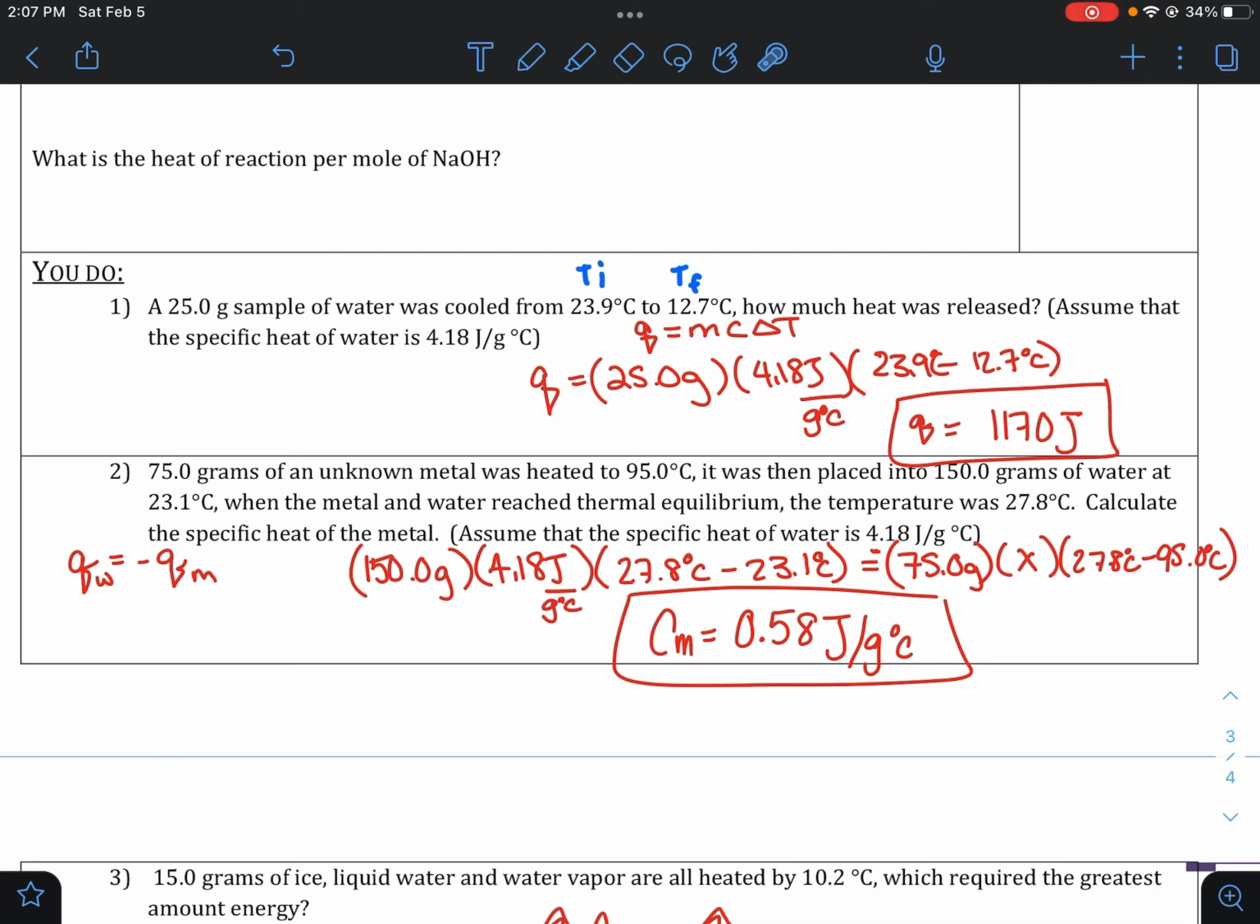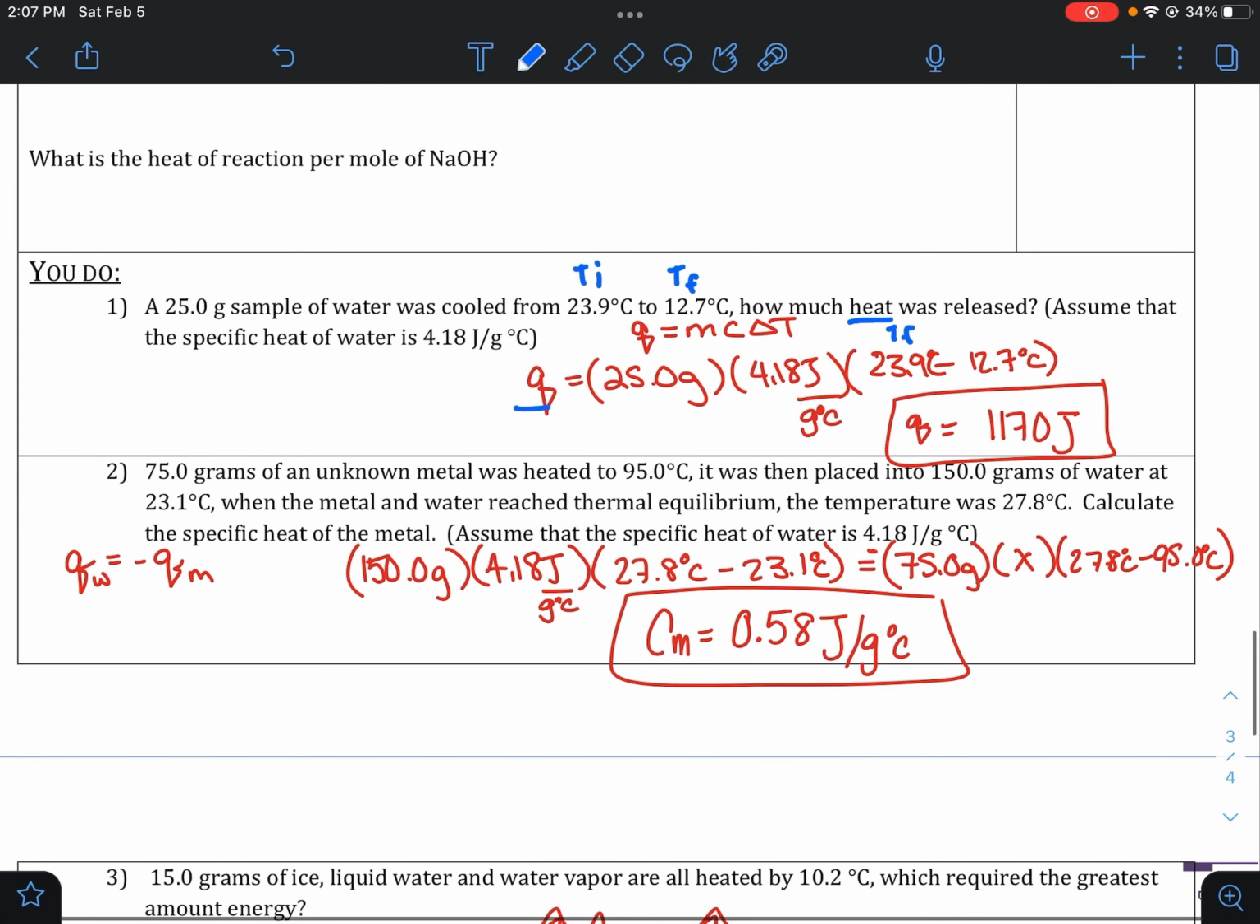All right, so Q equals MC delta T. We're looking for heat, and heat is Q. We have 25 grams, our specific heat capacity, and our change in temperature, which again is always final minus initial. So our heat is 1170 joules. Again, you have to pay attention to your sig figs: 3 sig figs.